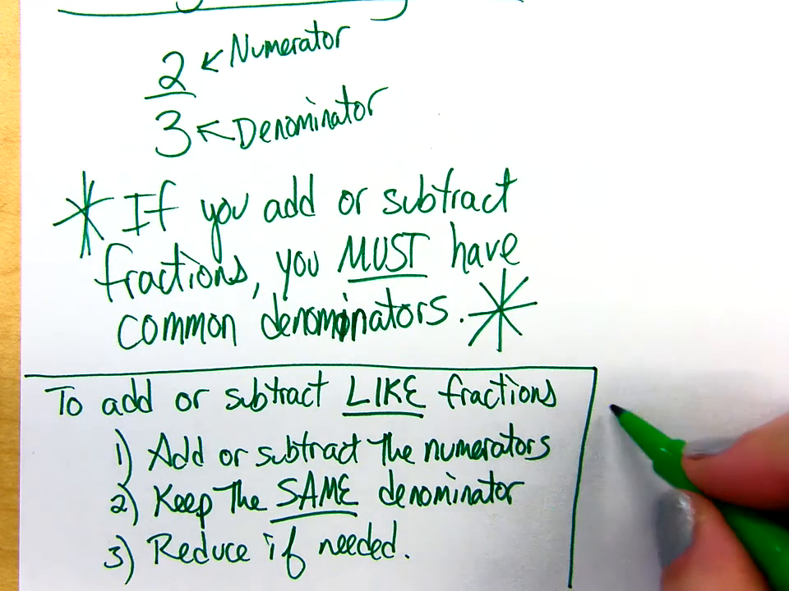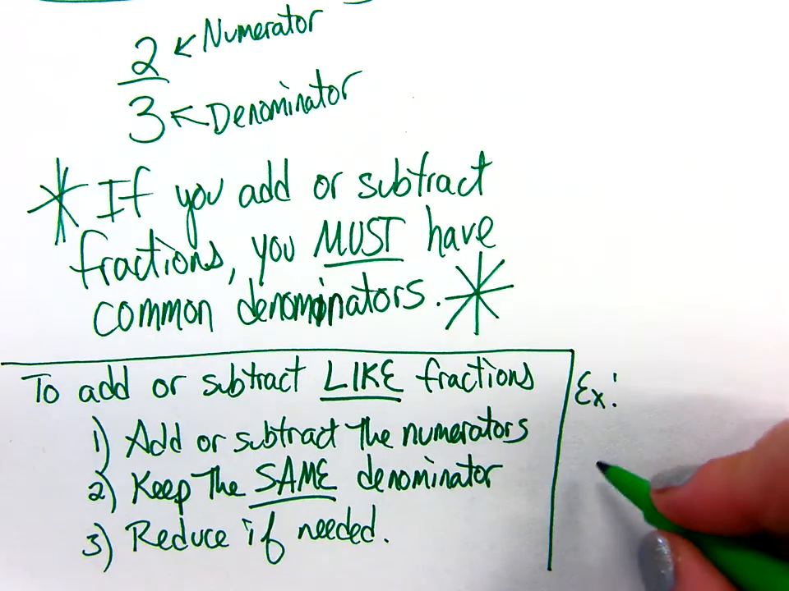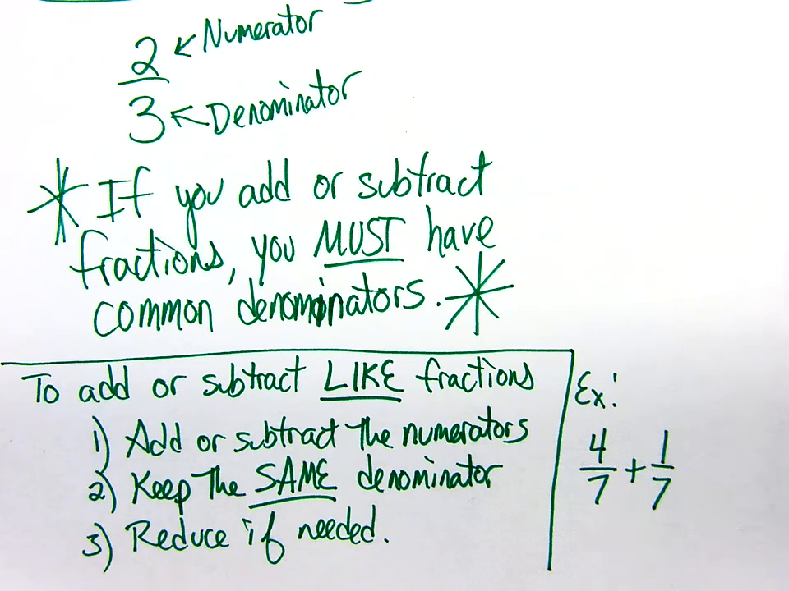Let's try an example. Let's say I wanted you to add together, how about 4/7 plus 1/7? If they already have the same denominators, you're good to go. All you have to do are these 3 steps. So I have like fractions, common denominators already there. I'm just going to add or subtract the numerators. Well, this is an addition problem, so I'm going to add them. So 4 plus 1 is just 5. And then what's my denominator? 7. It says keep the same denominator.